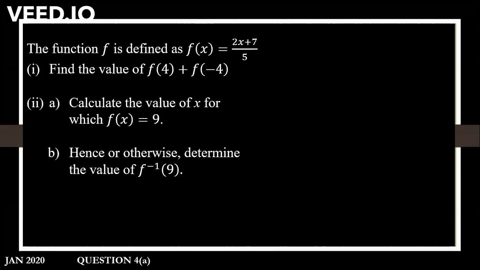Today, we are going to be looking at question 4A from the January 2020 CSEC Mathematics Paper 2 examination. The function f is defined as f of x is 2x plus 7 all divided by 5. We are required to: 1. Find the value of f of 4 plus f of negative 4. 2. Calculate the value of x for which f of x is equal to 9. And 3. Hence or otherwise determine the value of the inverse of f of 9. Let us begin.